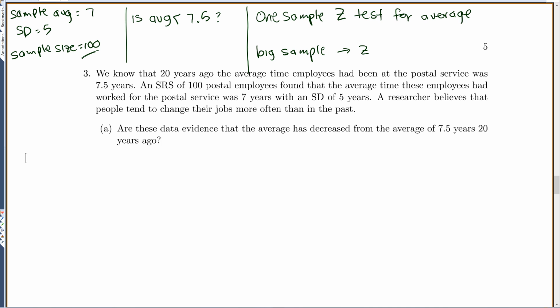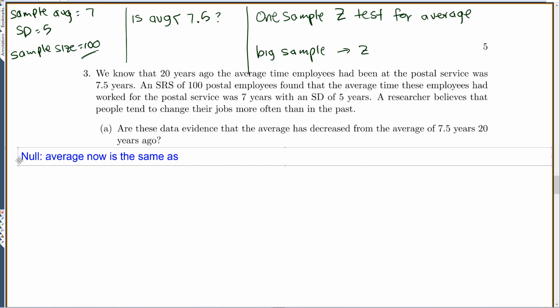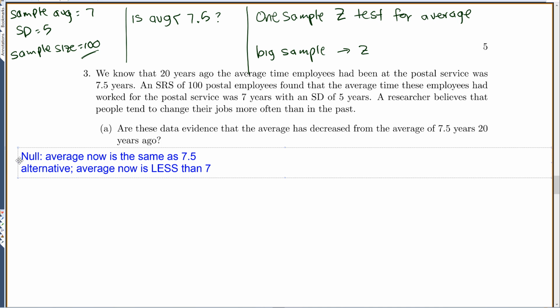Next up, find the hypotheses. The null hypothesis always has to be the one that's like equals or the same, hasn't changed. So we'll say something like the average now is the same as 7.5. It hasn't changed. The alternative would be that the average now is less than 7.5.